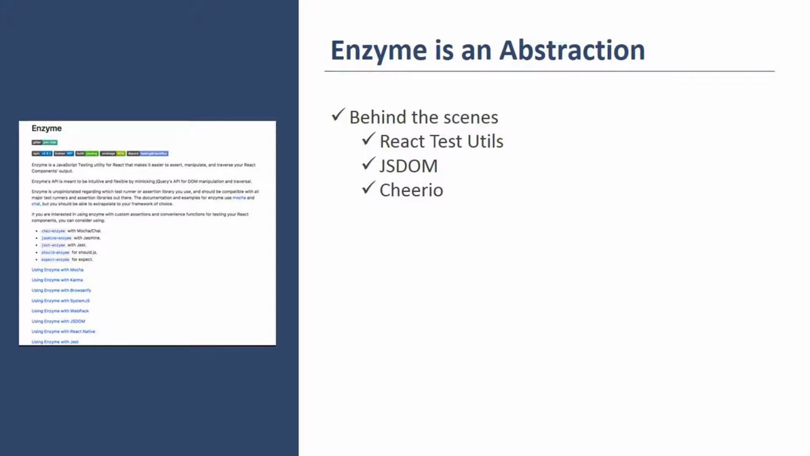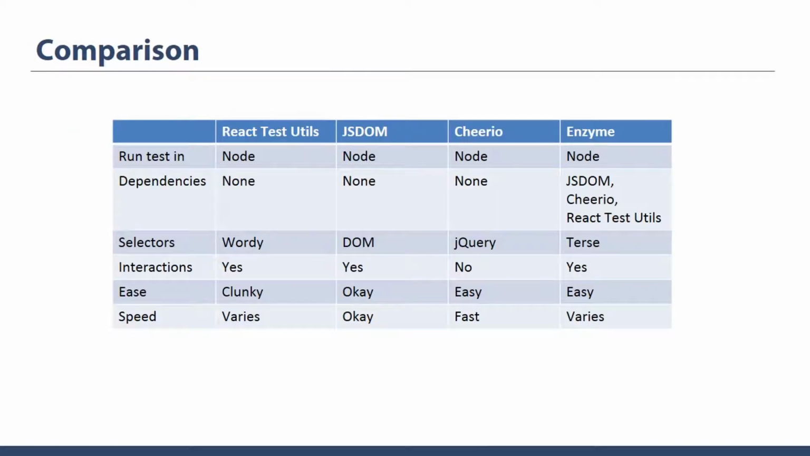Now it also uses some other open source tools that are very useful. It uses JSDOM to provide an in-memory DOM for tests so that we can run our tests in Node without using an actual browser. It also uses Cheerio to provide jQuery-like CSS selectors. This is a feature that I really like. If you already know jQuery, then picking up Enzyme is really easy.